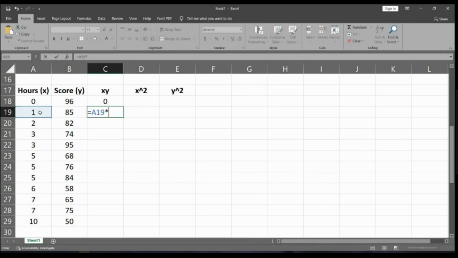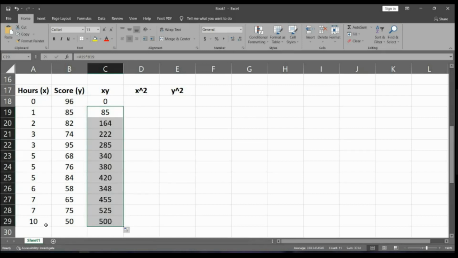1 times 85. Okay. Or you may just click this cell and toggle this little square below the cell, and if your cursor changed into the cross, i-drag nyo lang yung square na yon. Just drag this down to the last pair of x and y, and then that's it. You'll have the product of x and y. Okay, as simple as that.